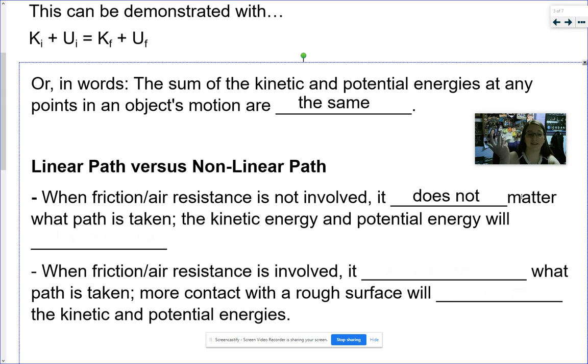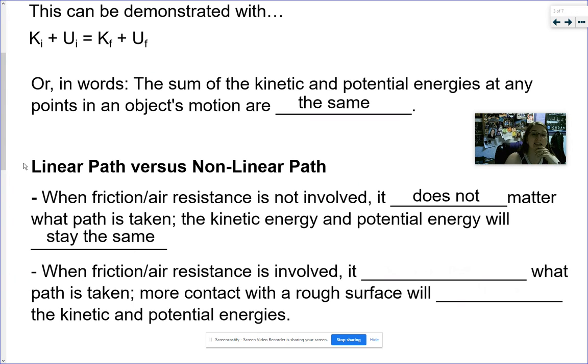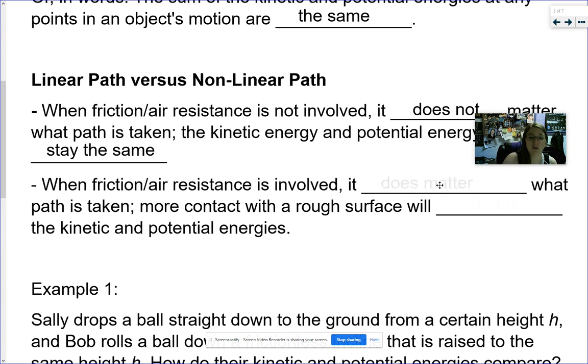It does not matter what path is taken. By the end of the path, of the motion, the kinetic energy and potential energy will actually stay the same. That's because, again, it's constant throughout when there's no friction, when there's no air resistance. If I'm starting from the same height, dropping straight down versus going this way, we're going to end up with the same potential and kinetic energies because there's no other forces impacting them. However, if there is friction or air resistance involved, it does matter what path is taken.